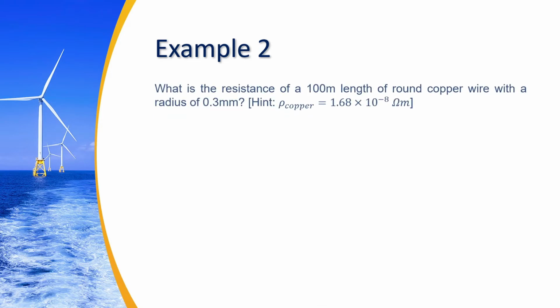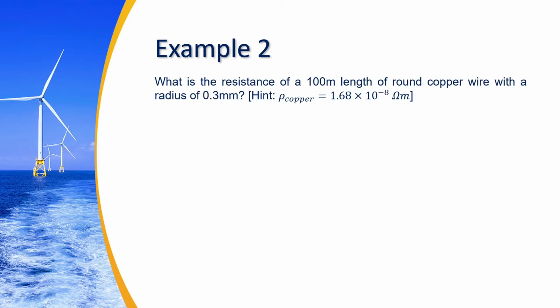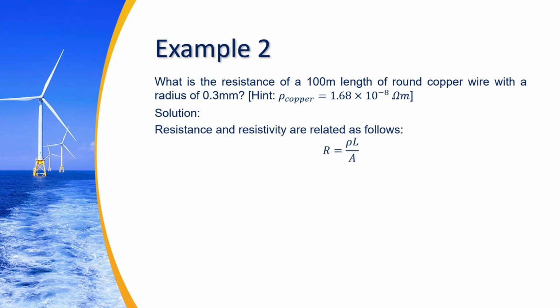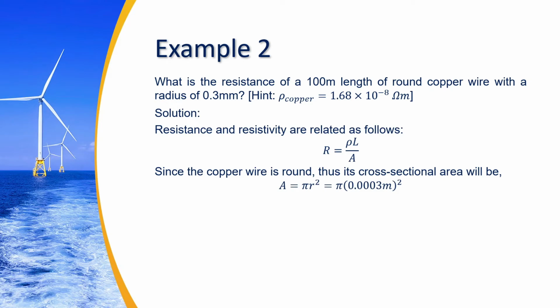So next. So what is the resistance of a 100 meter length of round copper wire with a radius of 0.3 mm? So take note na yung copper resistivity natin ay merong 1.68 times 10 raised to -8. So using formula ng resistance and resistivity, ito yun. So yung R is equal to rho L over A. So, since the copper wire is round, okay, thus its cross-sectional area will be in this one. So, using the formula ng area ng circle.